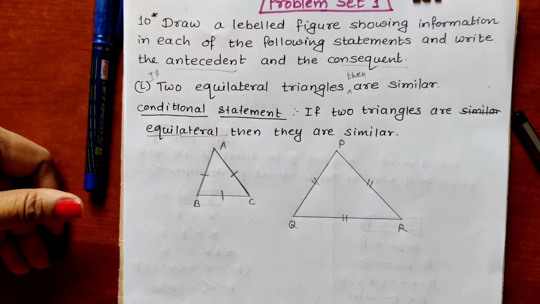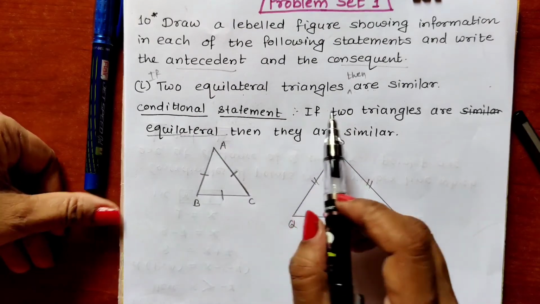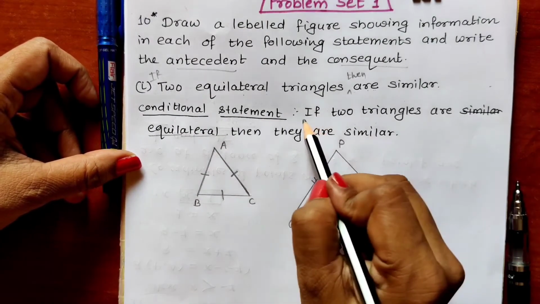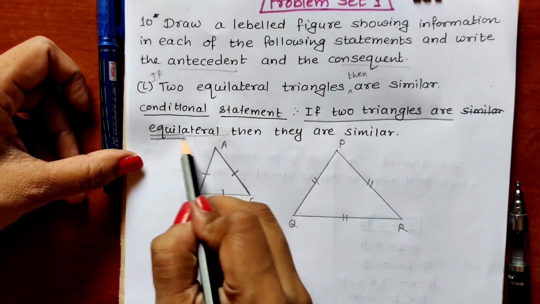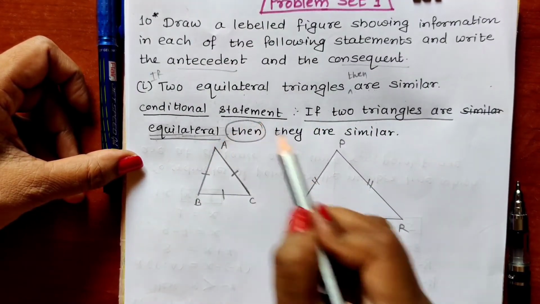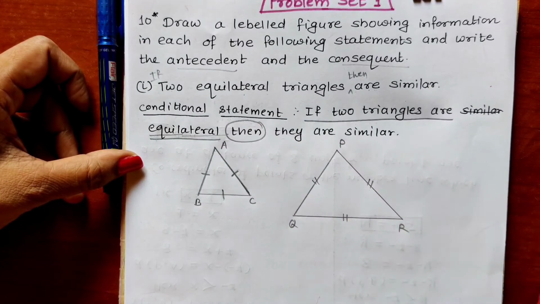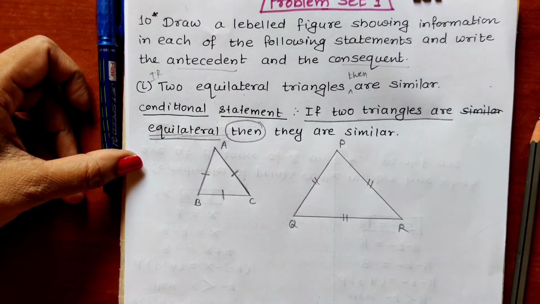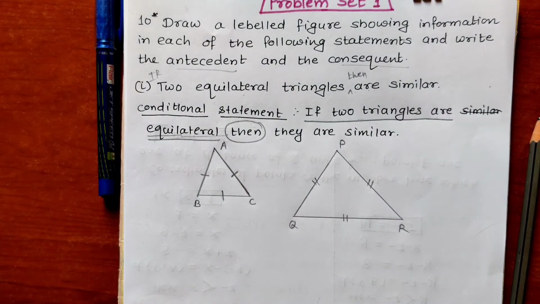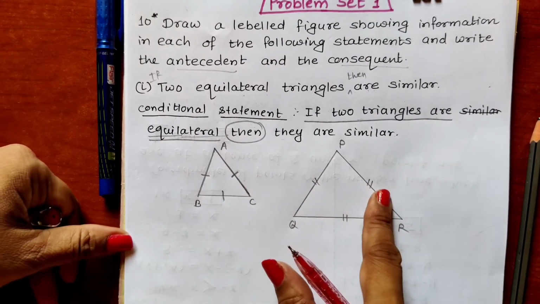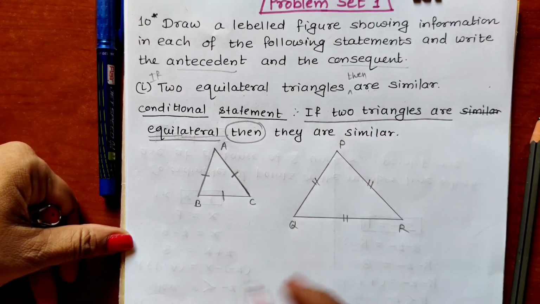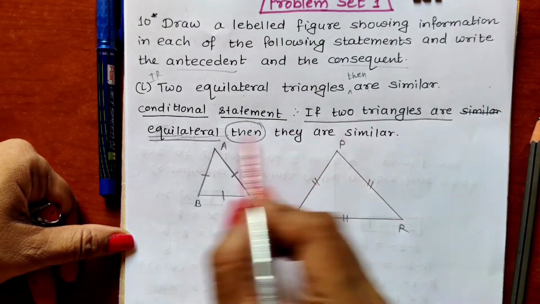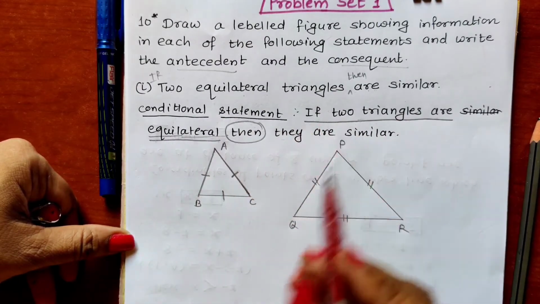So according to our conditional statement we have to write antecedent and consequent. After if, the statement written is antecedent, we all know, and after then the statement written is consequent. That means this is the given part and this part is to be proved. So in antecedent what should be written? These two triangles, triangle ABC and triangle PQR, are equilateral. If two triangles are equilateral, this is our antecedent.